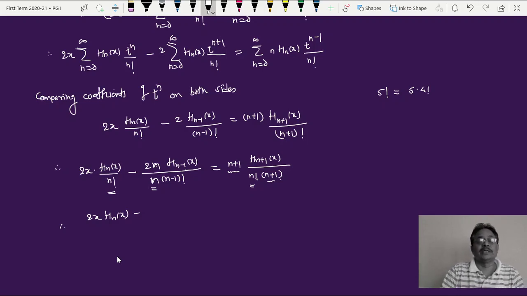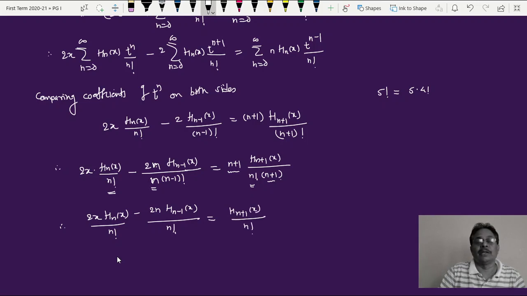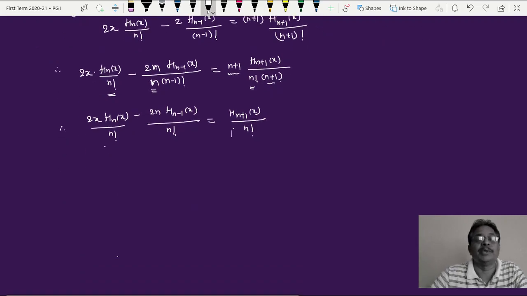I'll write it once again: divide by n factorial, minus twice n into hn minus 1 of x. This is n into n minus 1 factorial, which is simply n factorial again. 5 into 4 factorial is 5 factorial, like this. It is equal to this, and this gets cancelled, and I'll get hn plus 1 of x divided by n factorial. So here, here and here, in all these three terms there appears n factorial.